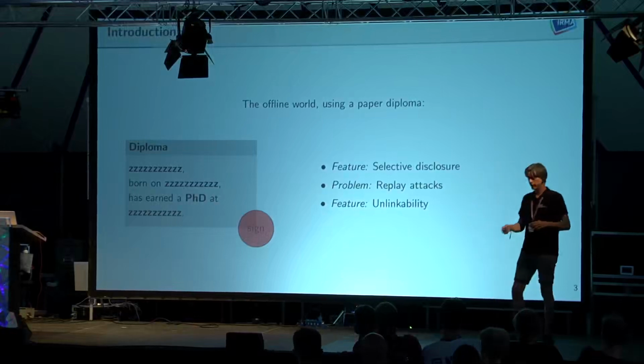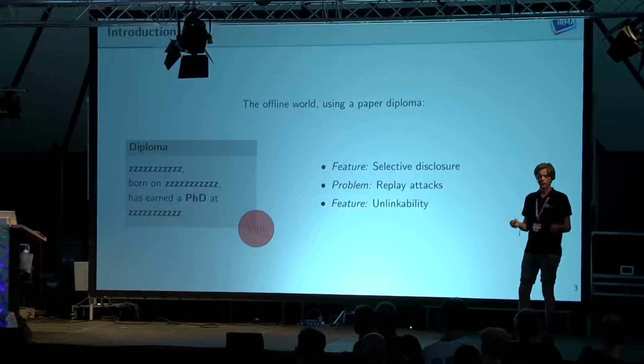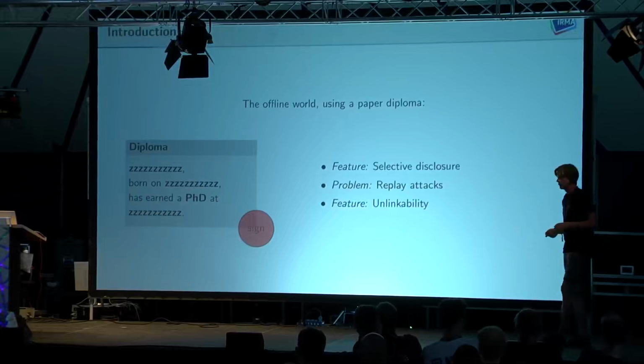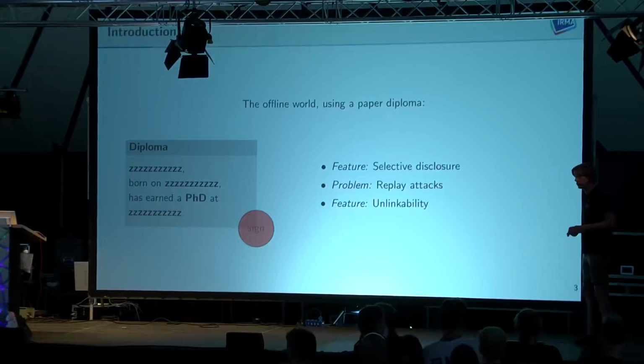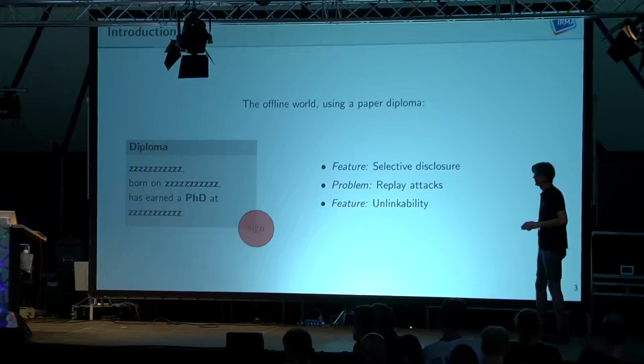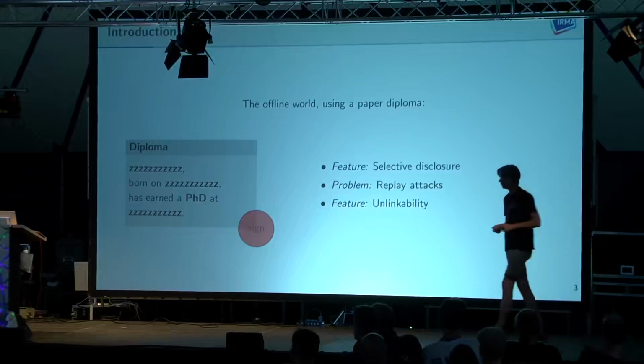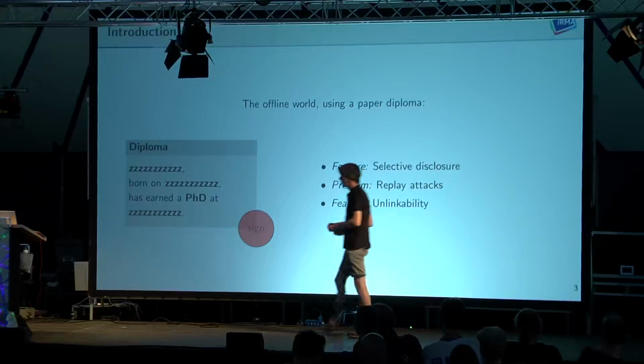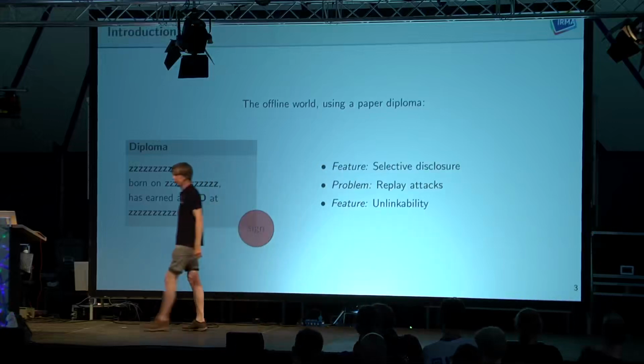So the ones that I give these copies to cannot in fact see that those two copies both belonged to me. This is a feature that we call unlinkability, and this too would be a very nice feature to have, right? So these are some features that we might want to have in our credential scheme.